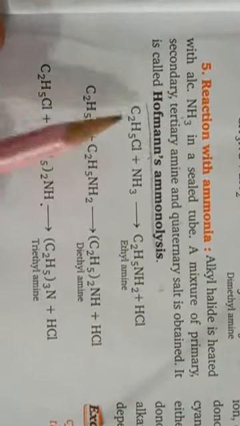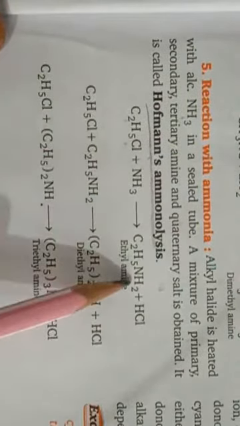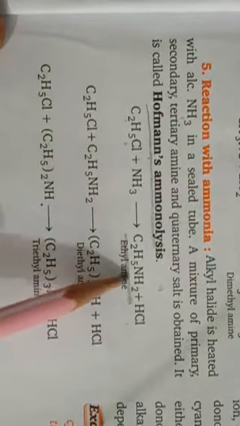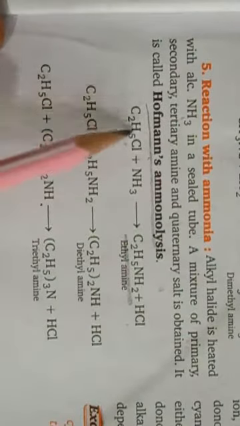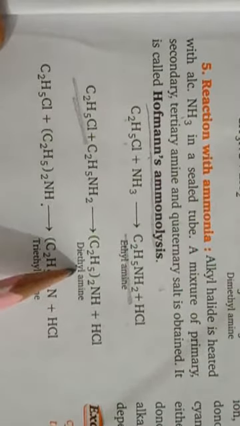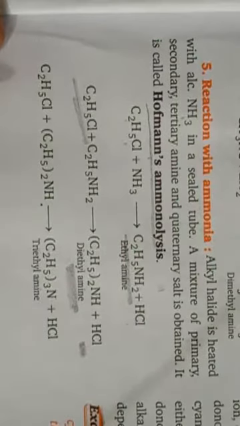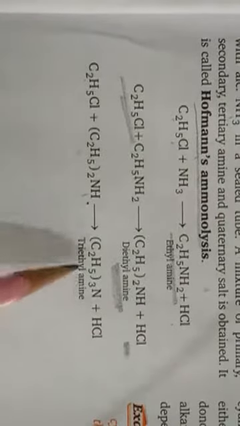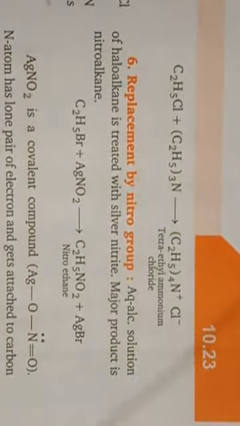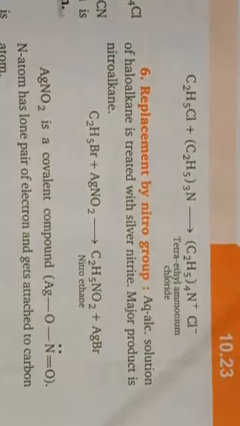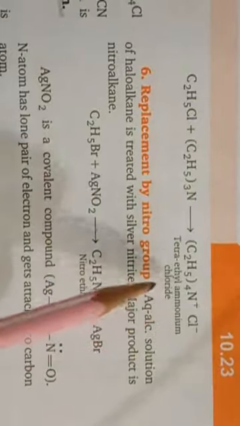So alcoholic ammonia with ethyl chloride forms ethyl amine with HCl as a byproduct. Now this ethyl amine, which is a primary amine, when reacted with the next molecule of ethyl chloride, forms the related secondary amine, diethylamine, with the same byproduct. When this secondary amine again reacts with ethyl chloride, a tertiary amine is formed. And the tertiary amine with ethyl chloride again forms a quaternary salt, tetraethyl ammonium chloride.